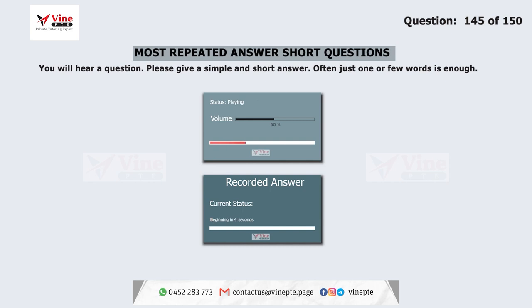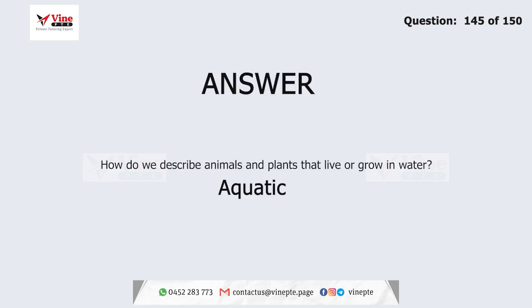How do we describe animals and plants that live or grow in water? Aquatic.